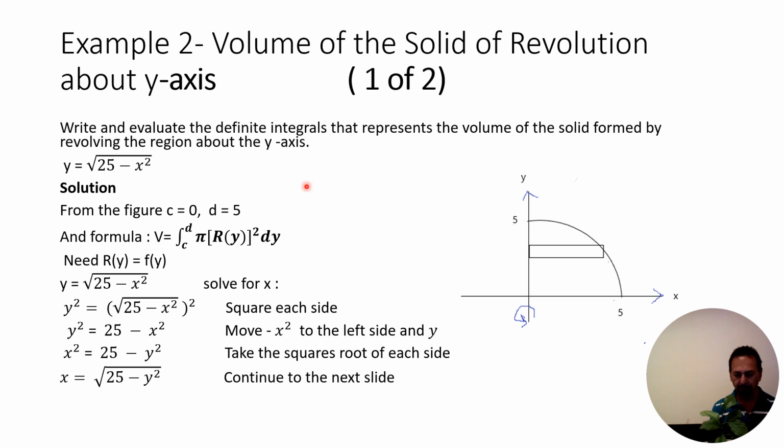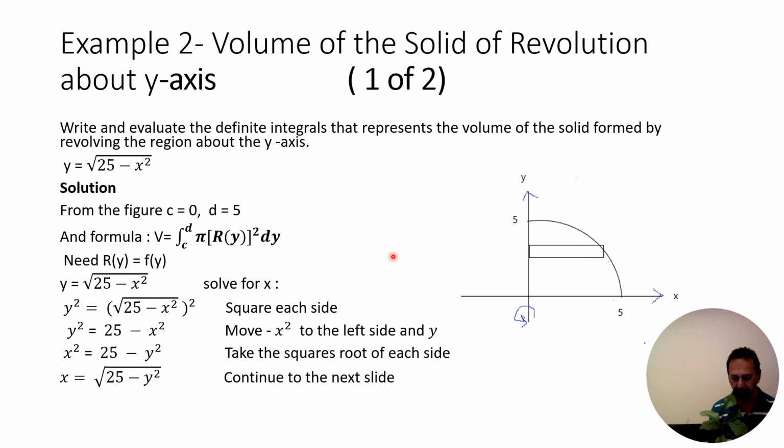So here is example 2. We're going to write and evaluate the definite integral that represents the volume of the solid formed by revolving this region bounded by this curve about the y-axis. So we sketch this one, y is equal to the square root of 25 minus x squared. This is the graph, and this is the region. We're going to revolve this about the y-axis, so we're going to draw the rectangle perpendicular to the y-axis.